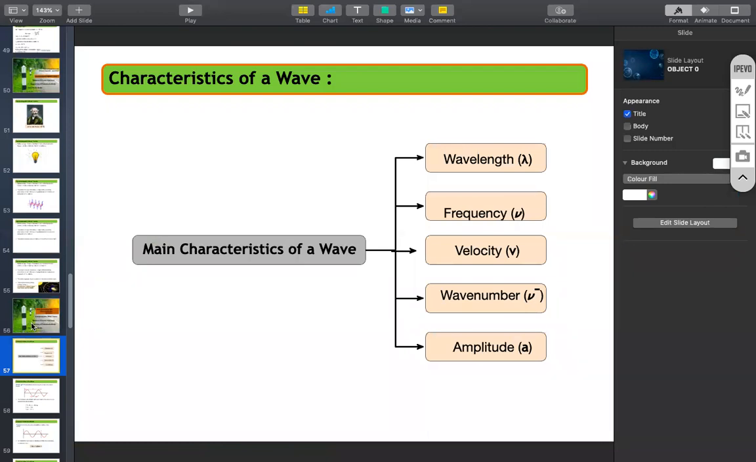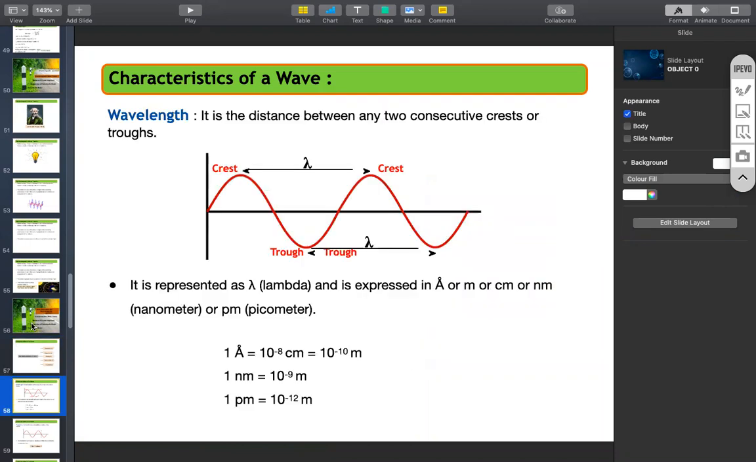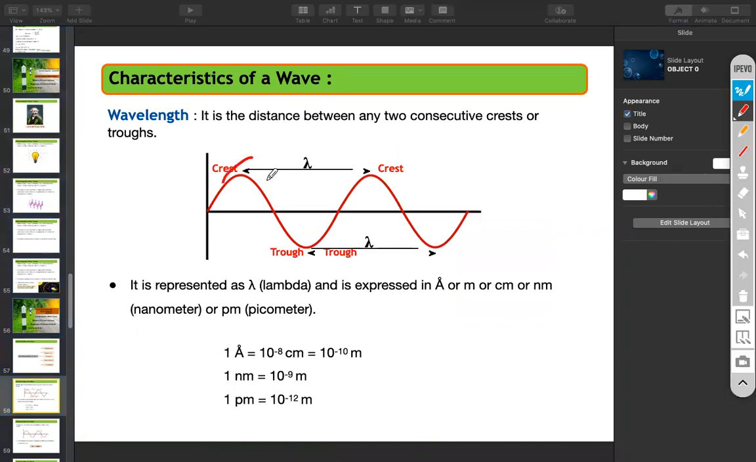Here you see the main characteristics of wave are wavelength, frequency, velocity, wave number and amplitude. These are the five characteristics of wave. First is the wavelength. If a wave is forming, the maxima thing is called the crest, and the bottom thing is called the trough.